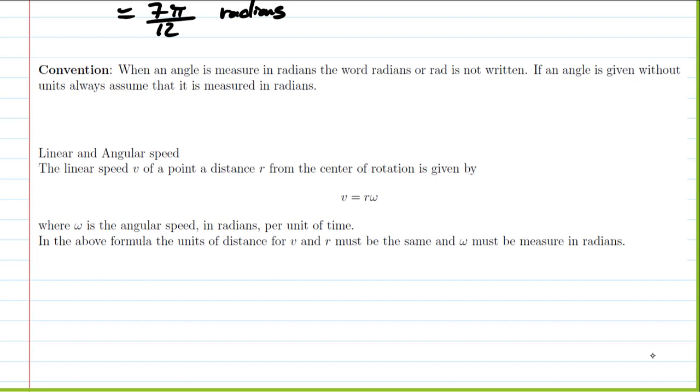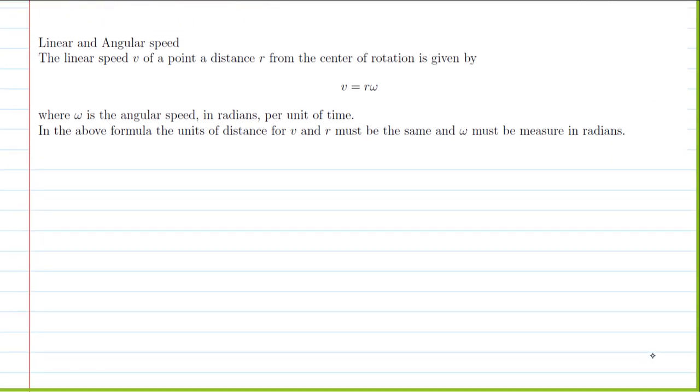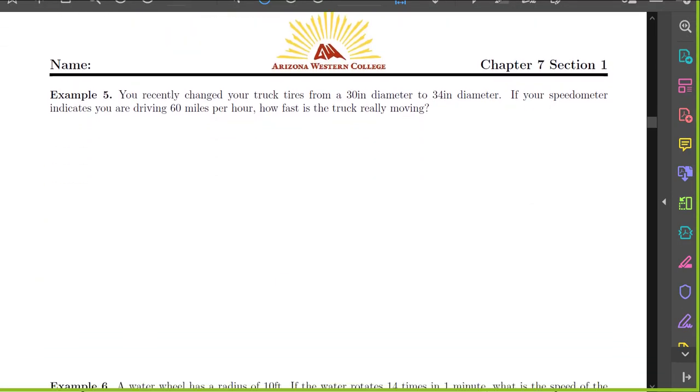So linear and angular speed. The linear speed v of a point, a distance r from the center of rotation, is given by the formula v is equal to r omega, where omega is the angular speed in radians per unit time. In the above formula, the units of distance for v and r must be the same, and omega, once again, must be measured in radians. If it is not in radians, we will have to convert from whatever it is in to radians using dimensional analysis. All right, so let's look at a couple of examples.